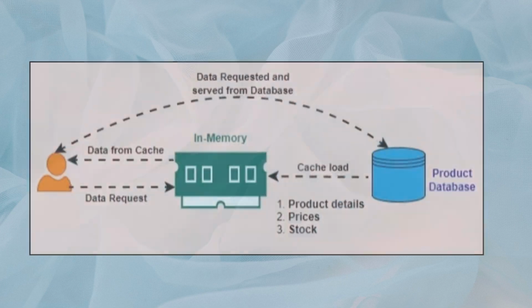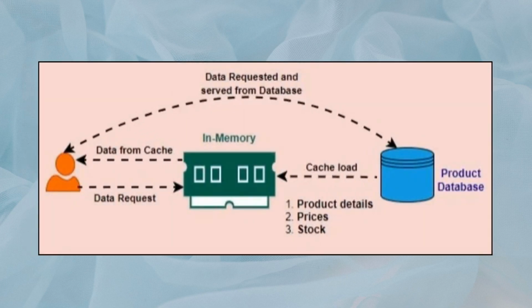Let's understand how caching works. When a user visits the e-commerce platform to view product listings, the system first checks the cache for the requested product information. If the data is found in the cache, it is retrieved quickly and served to the user, resulting in a seamless browsing experience.